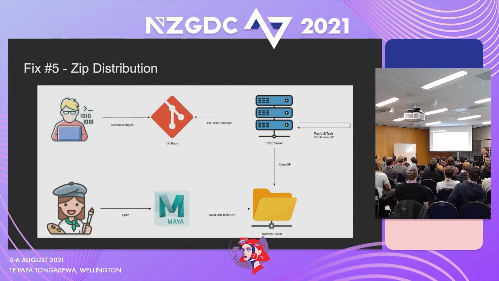So I changed the whole system to committing to a Git repo, and I set up some scripts that would run on our CI server, which is TeamCity, that automatically pull down the latest changes, run unit tests, create a new build and put it in a zip archive, and then just copy that over to a network folder.